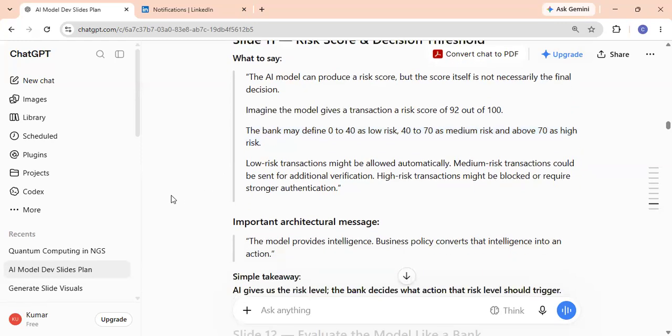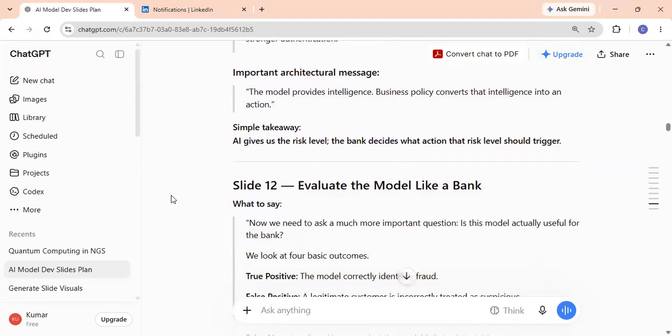Then the important architectural message: the model provides intelligence. Business policy converts that intelligence into an action. It means whenever the models are giving the risk factors, the business needs to identify that data. They need to take the decision to evaluate that particular record, right? That's where the human involvement is required within the models.